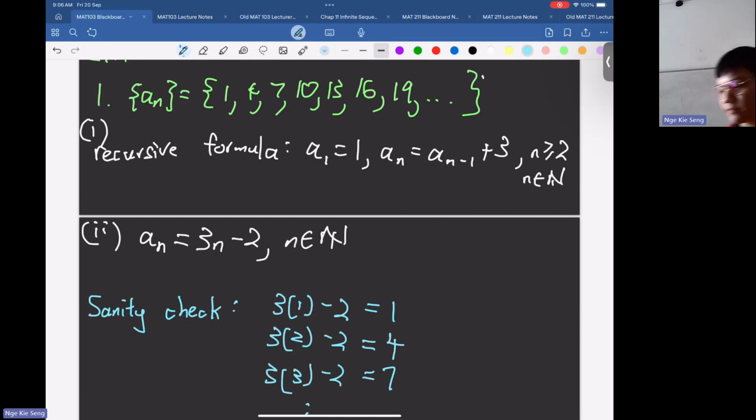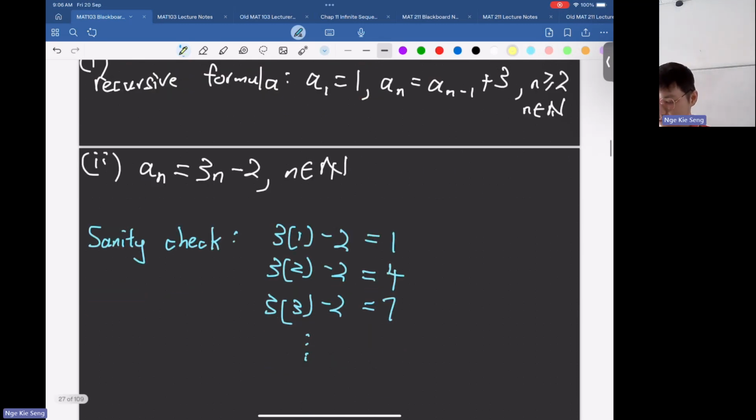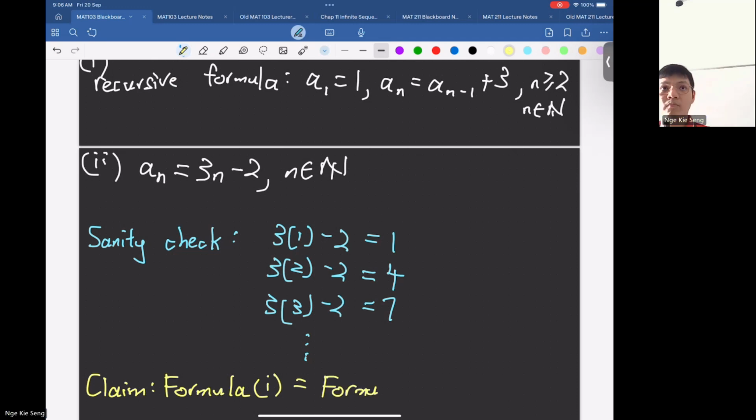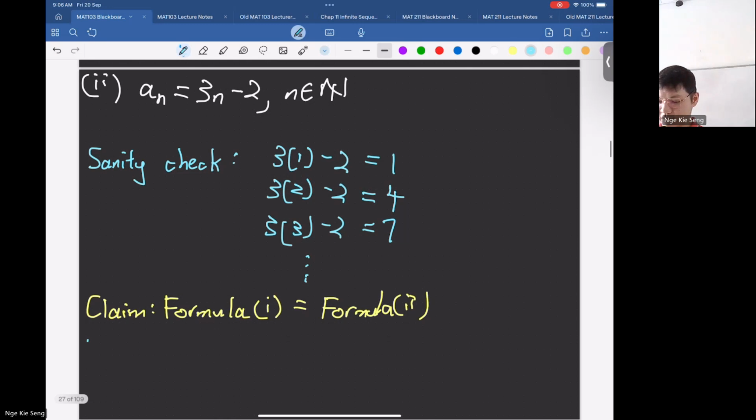So my claim is, what is my claim here? Here's my claim. Formula 1 equals formula 2, so they define the same sequence. How do I prove it? Can you prove it? How should I prove this statement? I claim that they are the same. So how should I prove it?